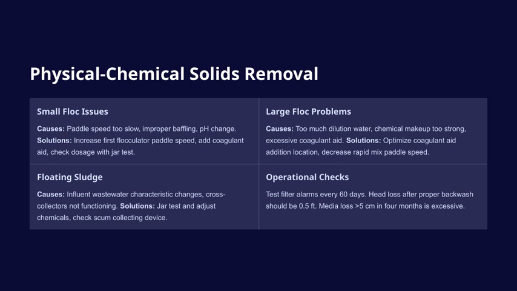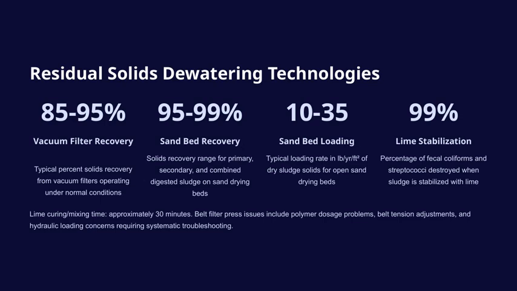All these points tie back to maintaining optimal solids removal and ensuring our treatment process runs smoothly and efficiently. Let's take a closer look at some of the residual solids dewatering technologies. First, vacuum filter recovery typically achieves a solids recovery rate of about 85 to 95% under normal operating conditions. This means most of the solids are effectively separated, but there's still some loss that we can aim to minimize.